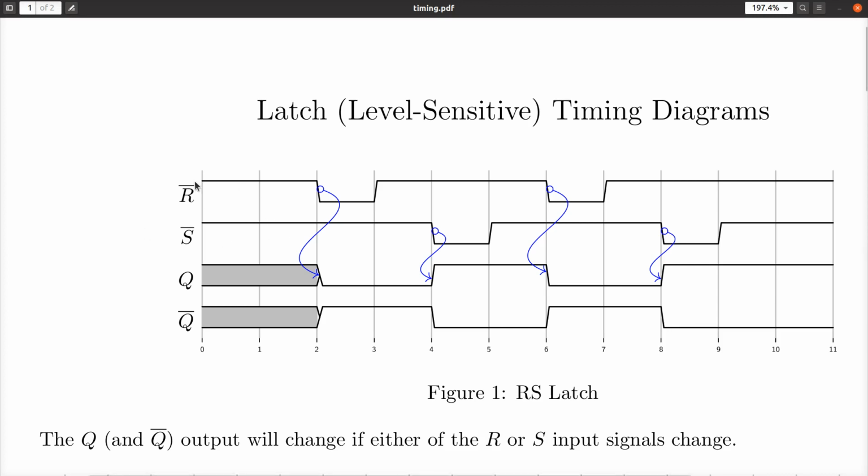Okay, so unlike the diagram I worked out before, where we started with both R bar and S bar 0 at the same time, here I started out with them both 1 at the same time, and we mark the Q and the Q bar as unknown. You'll see we draw high and low at the same time. This is why we call things high and low, because we draw them in these waveform diagrams and timing diagrams. You see them go up and down and up and down and up and down.